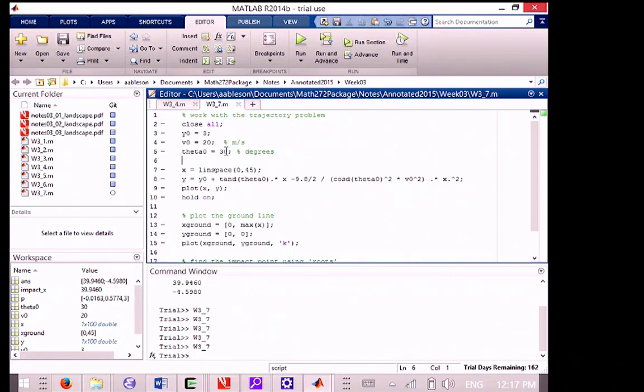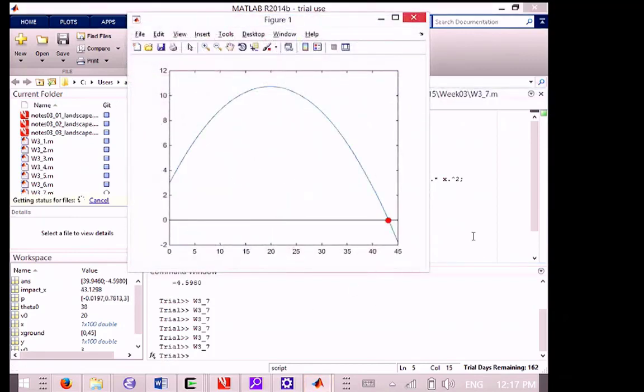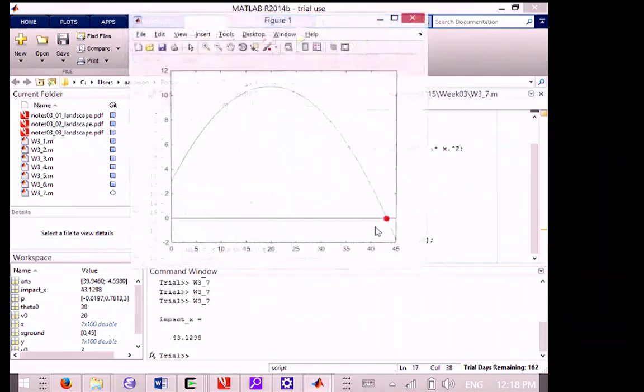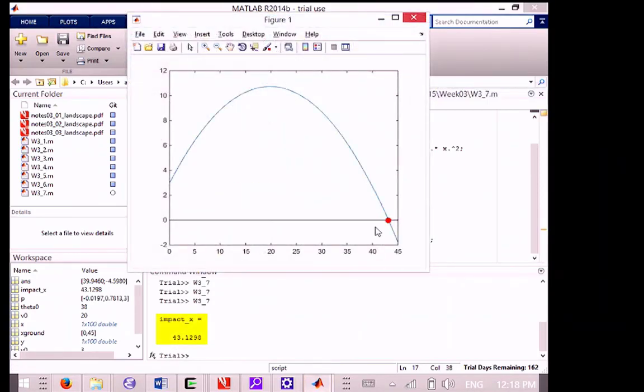38. Excellent. So what we're doing is changing our input. 38, there we go, and rerunning it. And what I'd like to do down here is just take this semicolon off, so we'll see the impact value. There we go. We landed further away. But that gives us a hint, right? I was at 30. 38's going the wrong way, so I should go the other way.